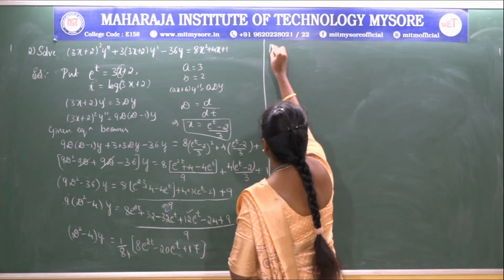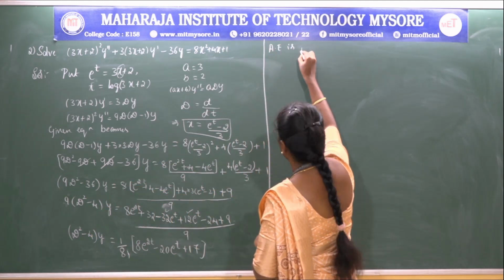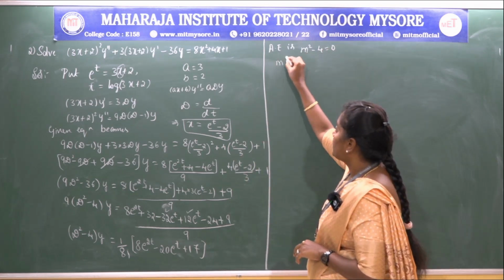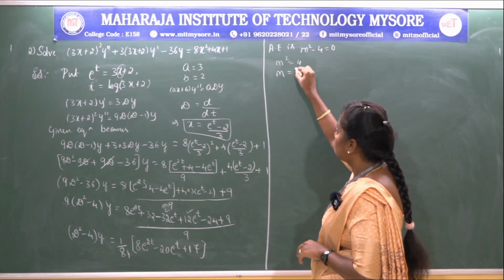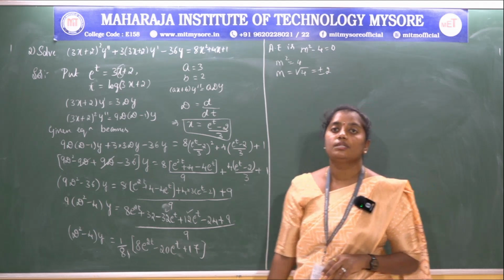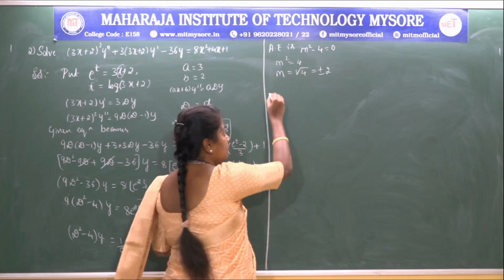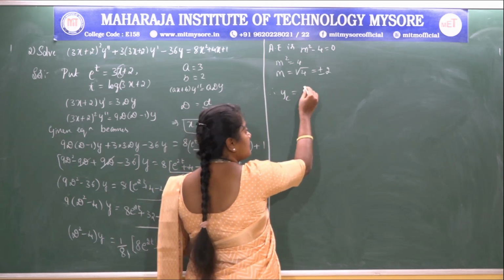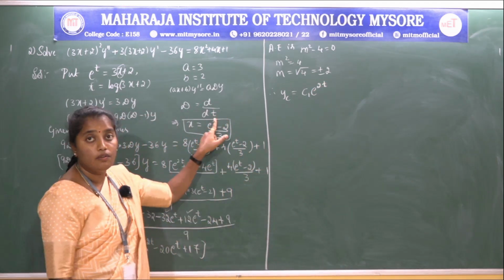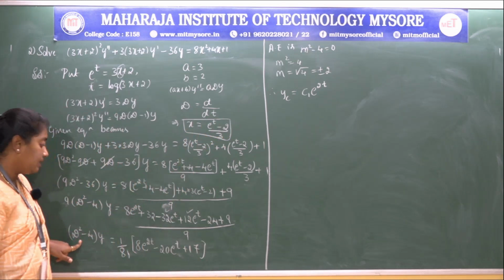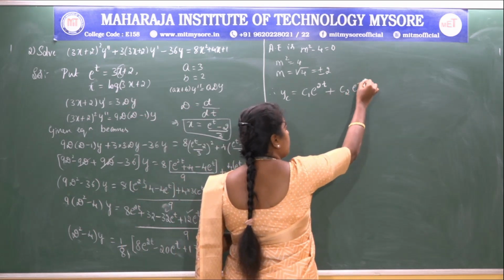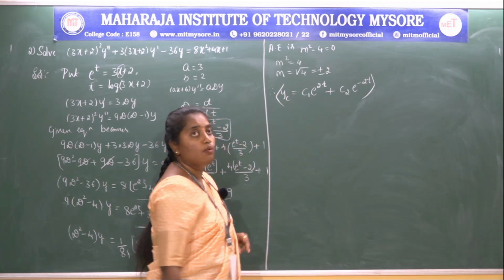To find complementary function, auxiliary equation is m square minus 4 is equal to 0. Then m square is equal to plus 4, m is equal to root 4, which is equal to plus or minus 2. Plus or minus 2 is the real and distinct root. Therefore, complementary function, that is yc is equal to c1 e to the power of 2t. We have to write the solution in terms of t here because capital D represents d by dt, plus c2 e to the power of minus 2t, that is the value of yc.